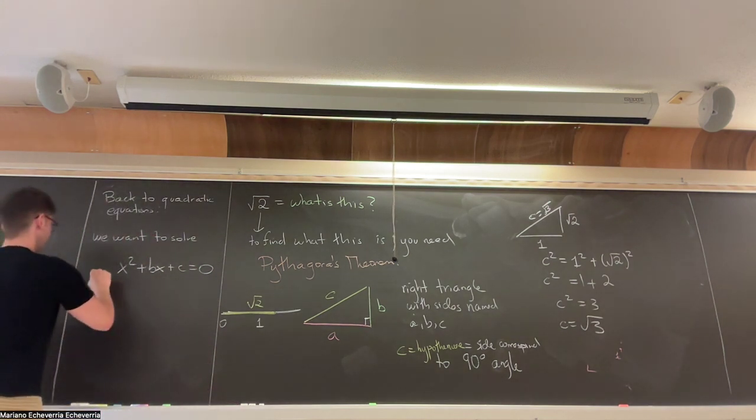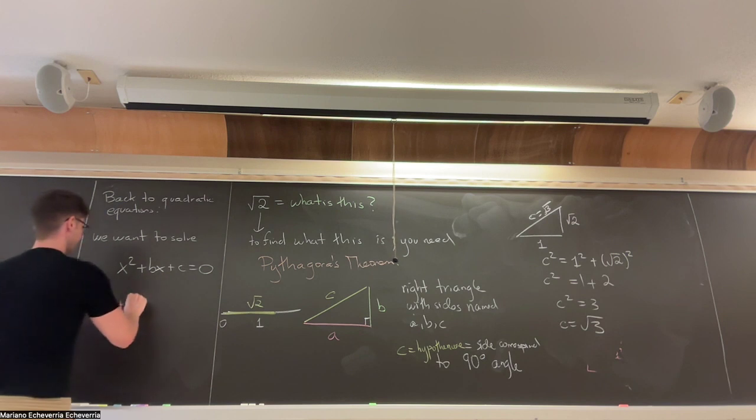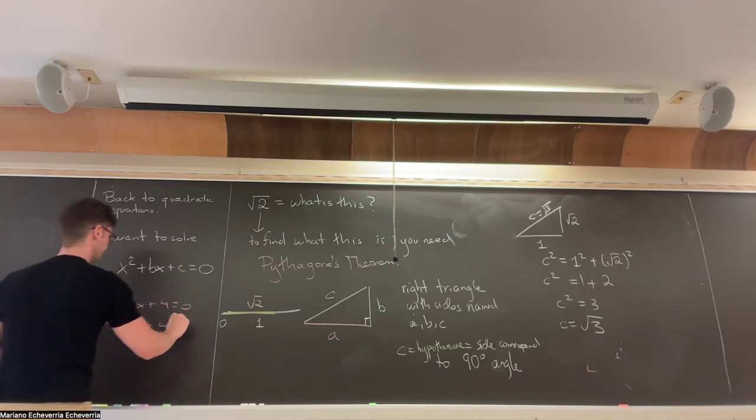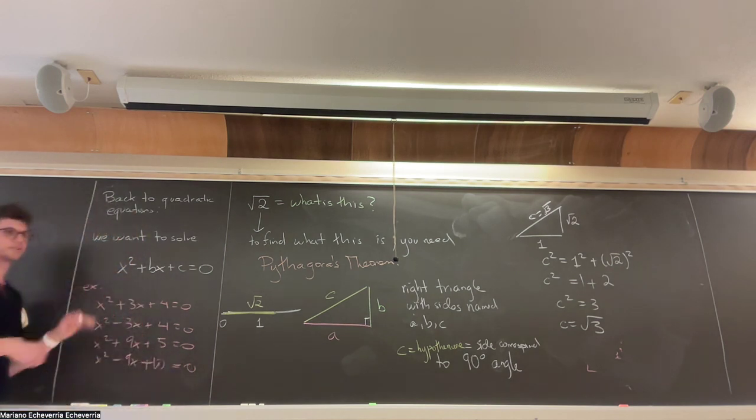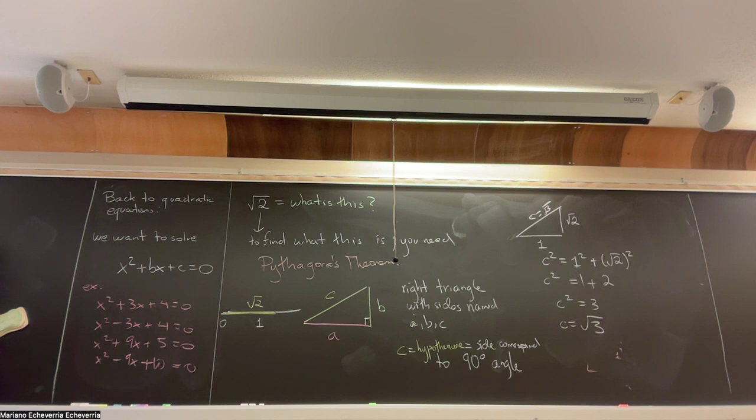It could be x squared plus 3x plus 4 equals 0, or x squared minus 3x plus 4 equals 0, or x squared plus 9x plus 5 equals 0, or x squared minus 9x plus 10 equals 0. There are a bunch of different options you could write down. Just imagine I'm trying to solve any of these equations. I'm going to give you a method which is different from the one I discussed last time, where you would try to factor it. The one I'm about to explain works in every single instance. That's the advantage it has. It never fails, and it's very clever.